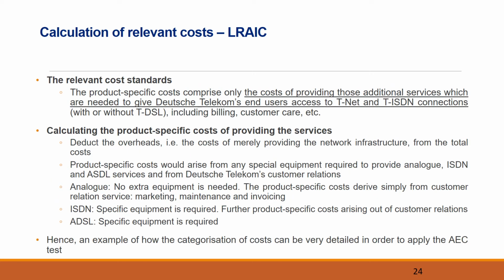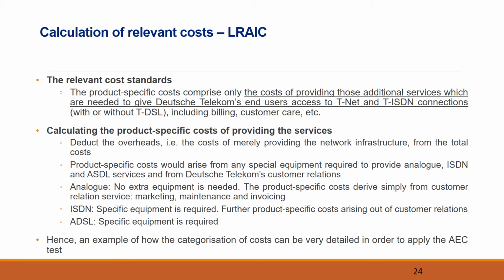This case is an example of how detailed a categorization of costs can be when applying the AEC. The product-specific costs comprised only the cost of providing those additional services which are needed to give Deutsche Telekom and users access to broadband connections.